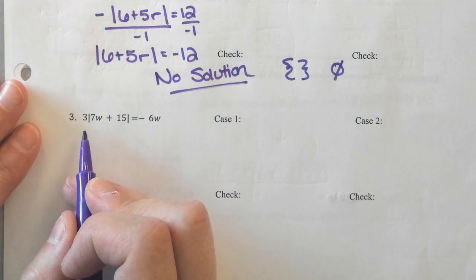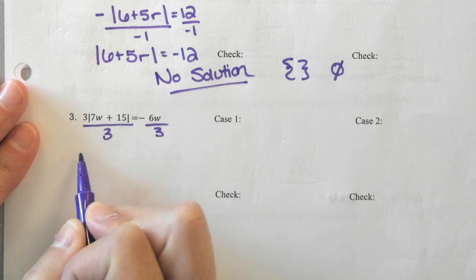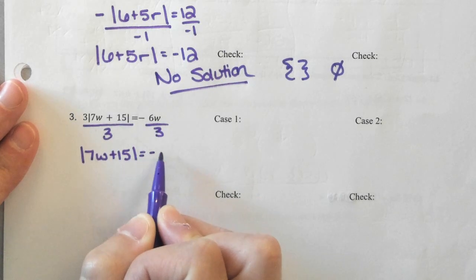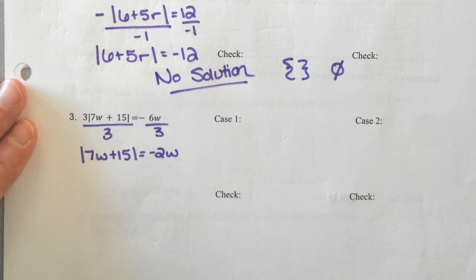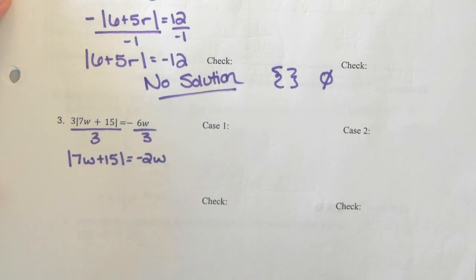We need to simplify this, yes? Yep, let's divide by 3. 7w plus 15 equals negative 2w. Now, when you look at this one, it's easy to say, oh, no solution again, it's negative. But what if my w was also negative? Then I'd get a negative times a negative, which would be a positive. So it is still possible, so we do have to go exploring for solutions on this one.